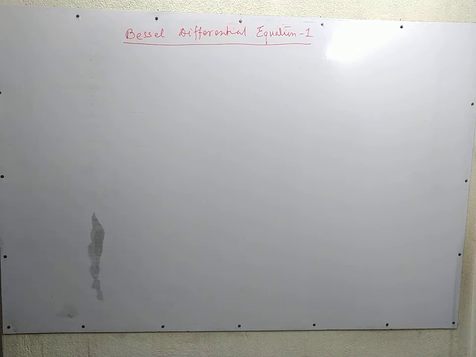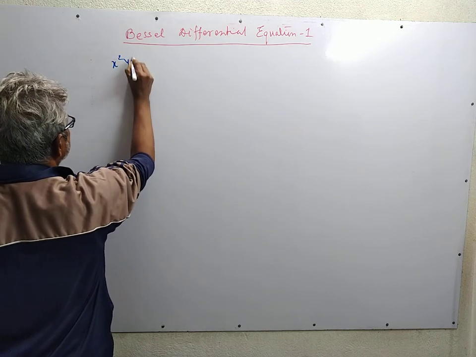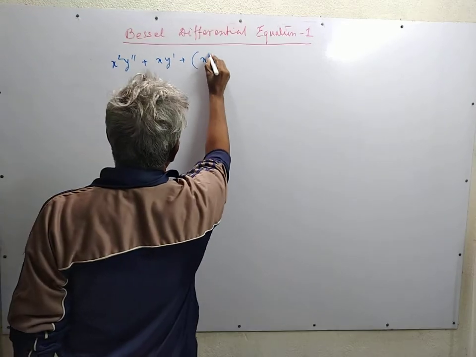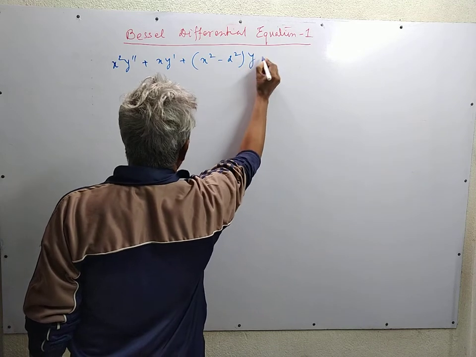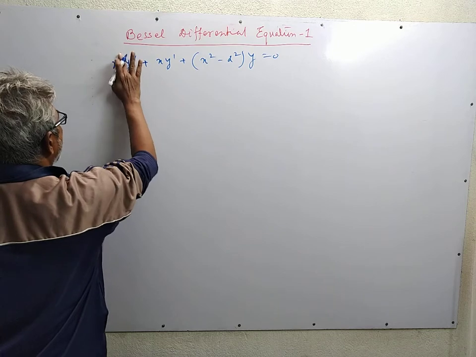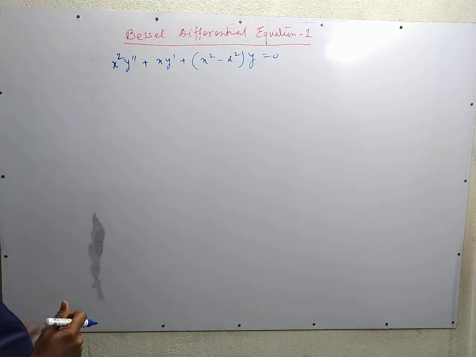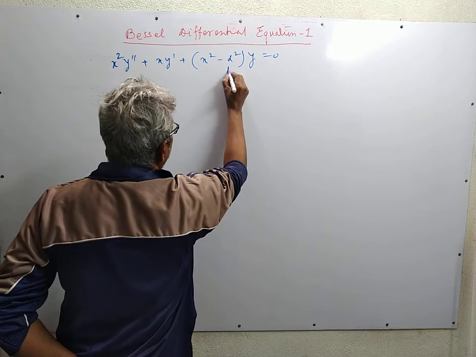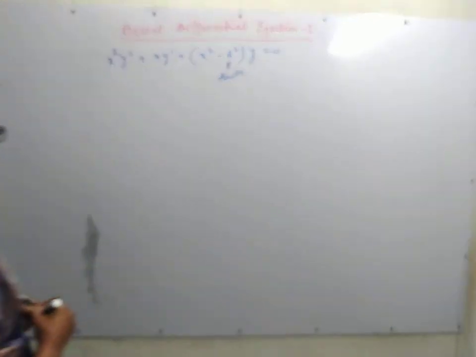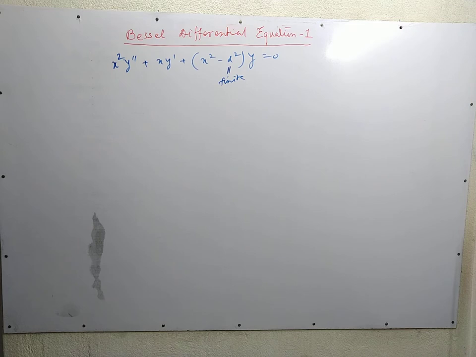The Bessel differential equation is x squared y double prime plus x y prime plus (x squared minus alpha squared) y is equal to 0, where prime means derivative with respect to x, and alpha is any finite quantity, not necessarily any real quantity. Alpha may even be a complex one.